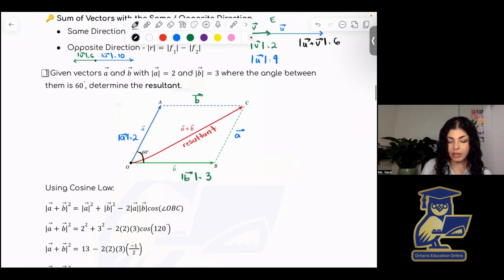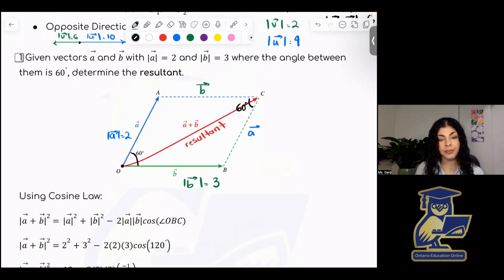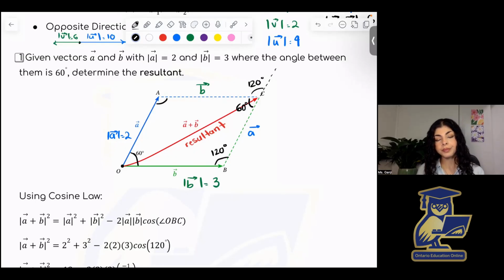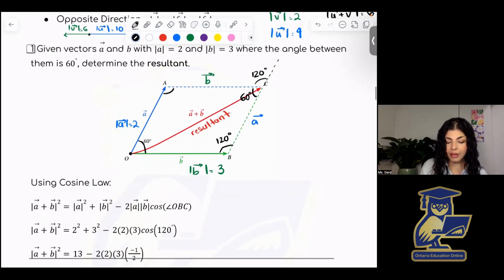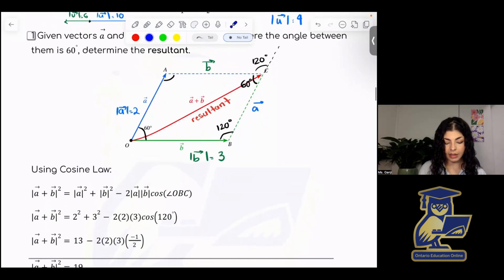But based on properties of a parallelogram, we know that this is also 60 degrees. You can also think of it as straight line properties, right? If we have this as 60, then this one is 120 degrees, and so this is also 120 degrees. So really, we have the magnitudes, we have this angle, and all we're solving for is the magnitude of the resultant. And that's exactly what you see here.